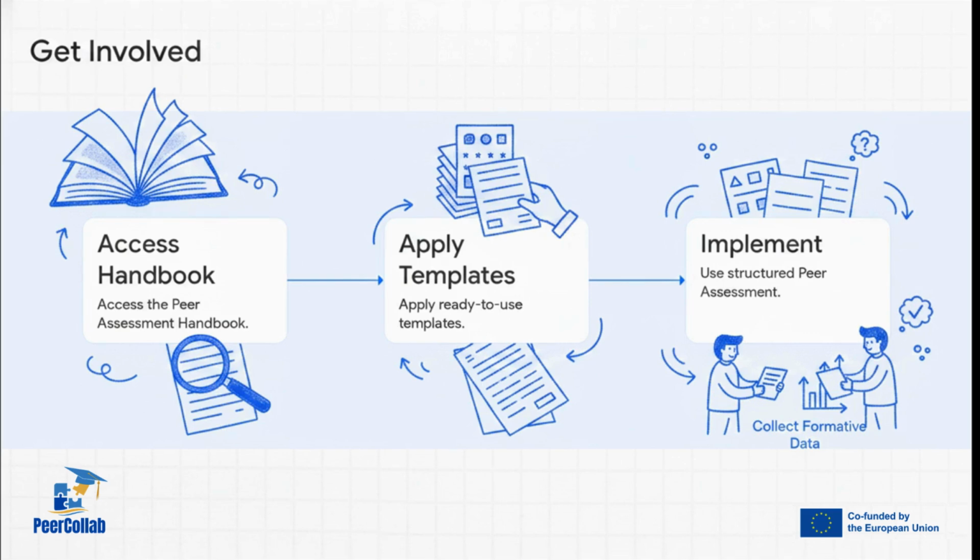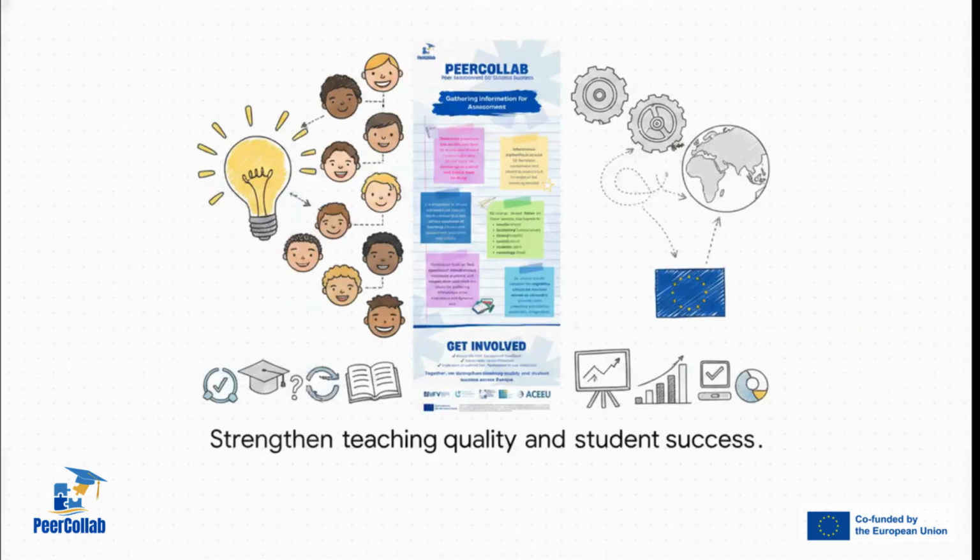And Step 3, implement structured peer assessment directly into your classroom. This empowers your students to evaluate and learn from each other, while you get to step back and collect invaluable formative data. And keep in mind, these strategies aren't just isolated ideas floating around. They're part of a much broader, unified initiative across Europe. It's co-funded by the European Union and supported by various university and management partners.